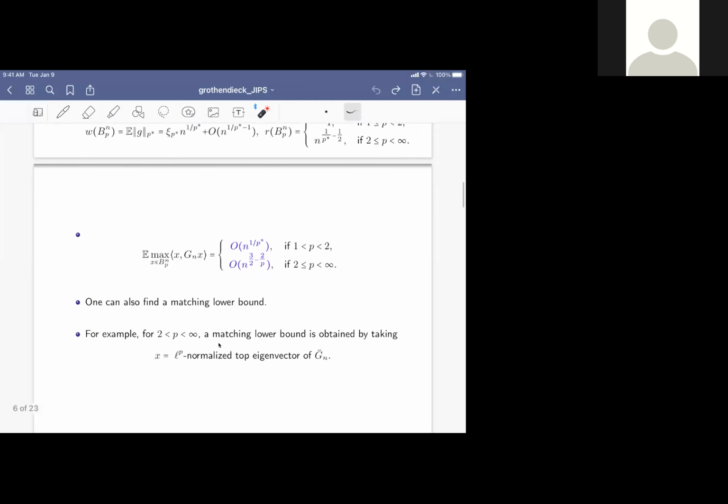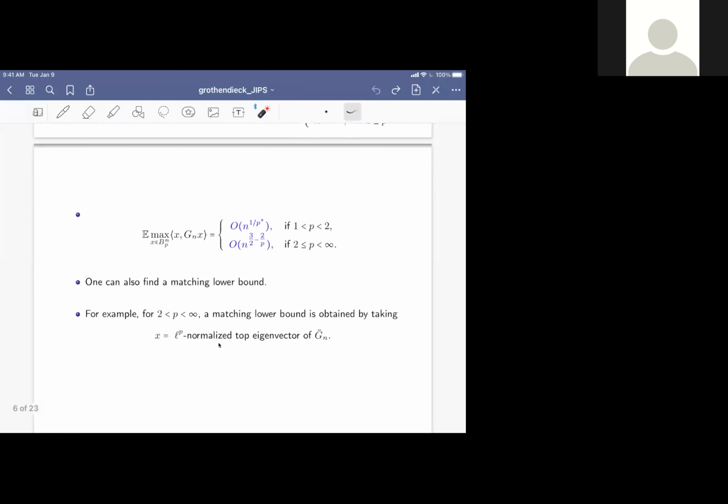And actually, Chevet's inequality gives us the right exponent, because we can also find a matching lower bound by simple techniques. For example, for p between 2 and infinity, we can obtain a matching lower bound just by taking the top eigenvector of the GOE and normalizing it so that its Lp norm is equal to 1. So this is how we obtain the scaling. But of course, this does not give you the right constant.